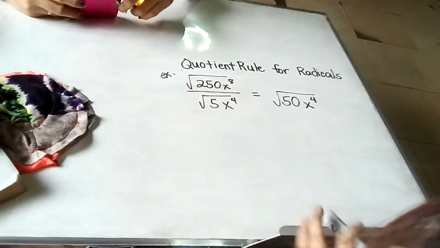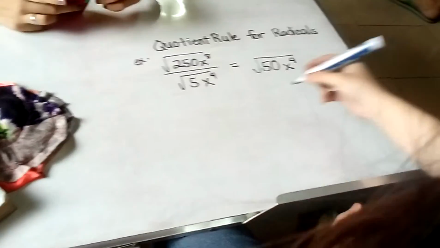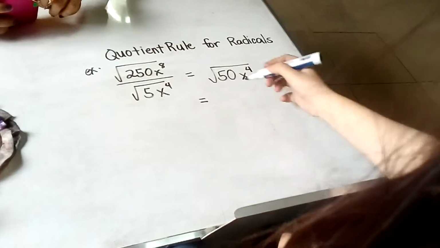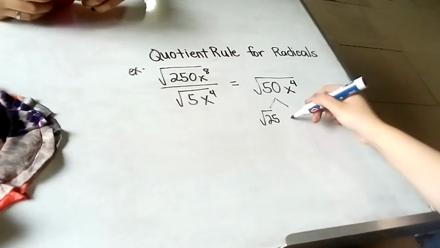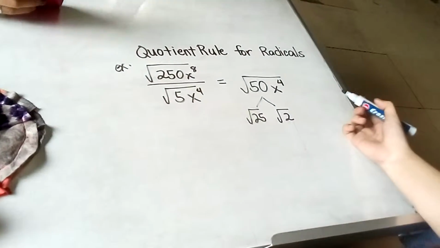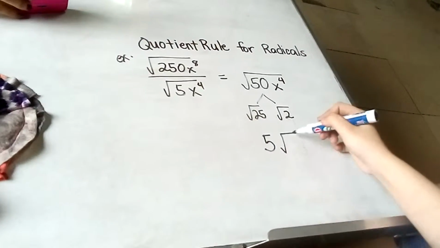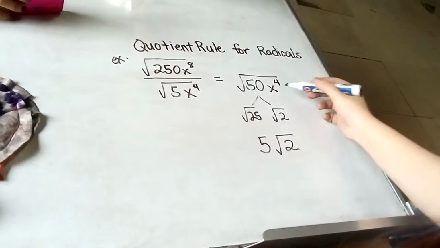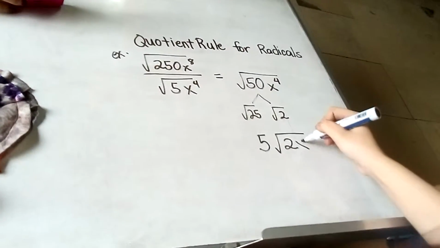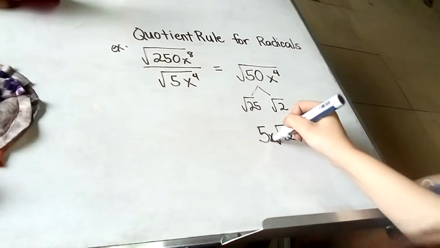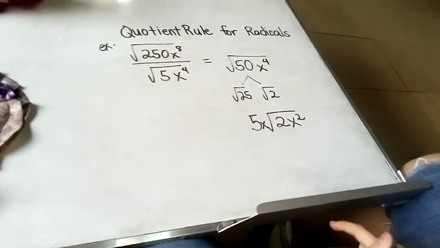Of course, it has a simplified form. So, it is the square root of 25 and 2. So, 5 square root of 2. Then x to the 4th, since it can be divided by 2, is x squared. Of course, it has x all over here. Did you get it?